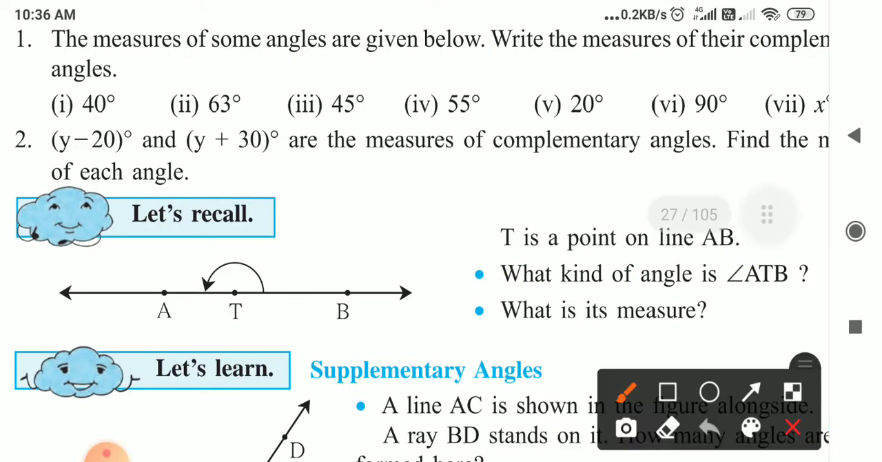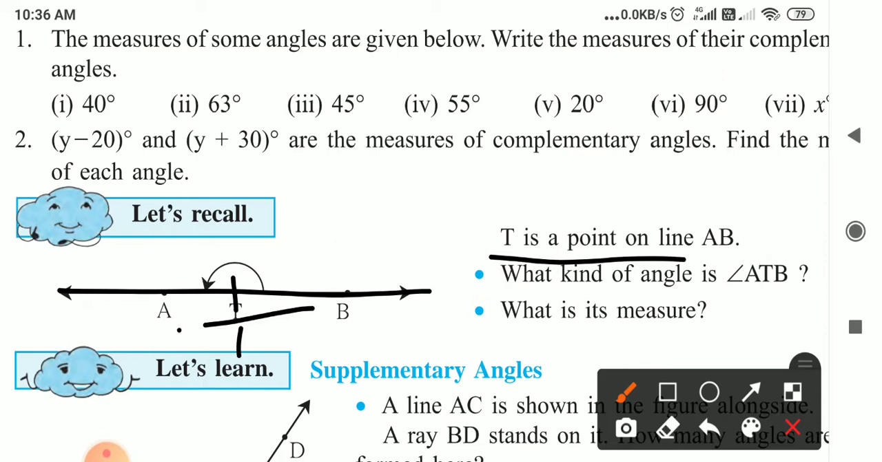From this what we understand is, if the sum of two angles is 90 degrees, it is called a complementary angle, and if the sum of two angles is 180 degrees, then these angles are called supplementary angles. So for that, take a point T on line AB. We have to draw one line AB, and on it take the point T.